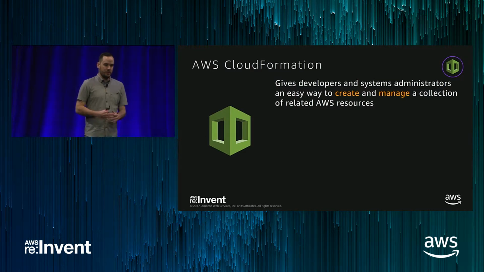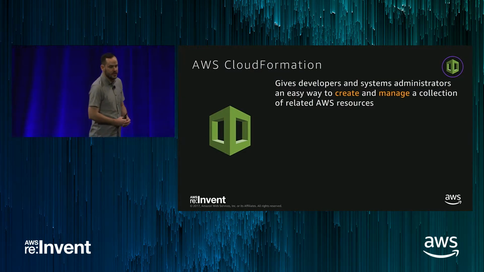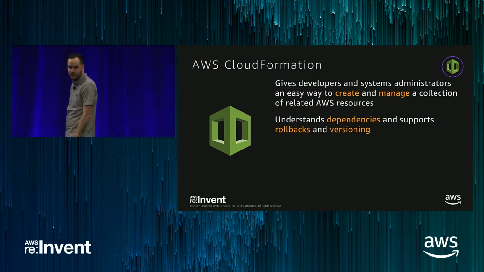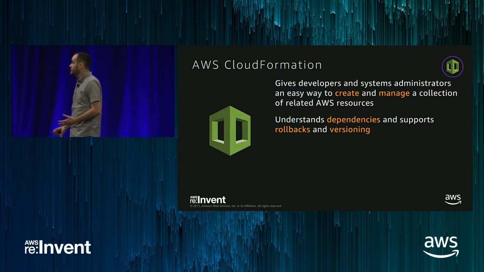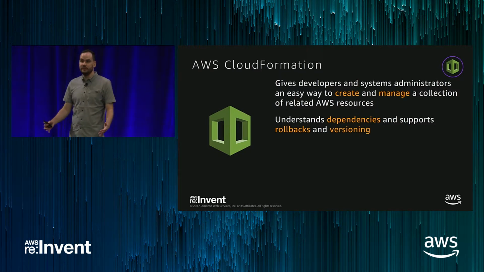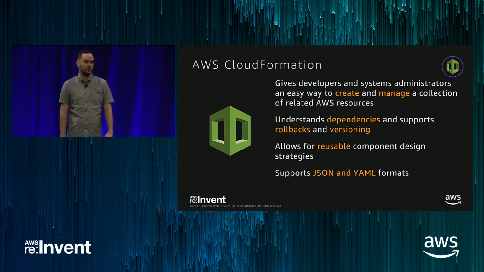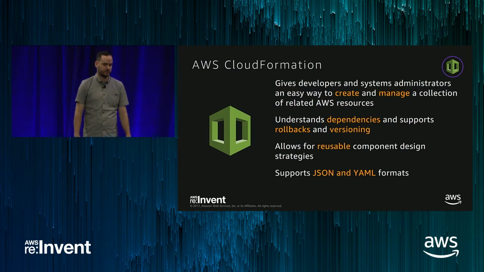Let's switch over a little bit more to the orchestration side. AWS CloudFormation gives you a declarative way to create and manage a collection of AWS resources. It understands dependencies, supports rollbacks and versioning. It also allows you to create reusable modular components. And it supports JSON and YAML.